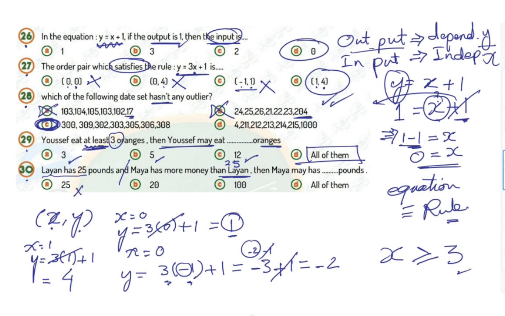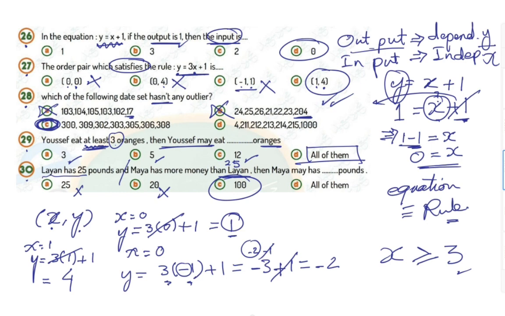No. 25 or more than 25, but not 25. If he said at least here, 25 would be okay, but here he said more than 25. So 25 is false. 20 is less than 25. 100, yes, 100 is greater than 25. So 100 is the correct choice.